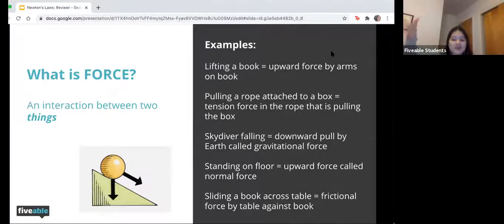Skydiver falling, there is a force happening, gravitational force, like gravity, downward. Just standing on the floor is a force, and that is called a normal force. And then finally, we have a force called frictional force. Basically, when you have two things, or one thing on a surface, and they're sliding against each other, no surface is perfectly uniform. There's always little bridges, so there's always going to be friction, and that is a force.